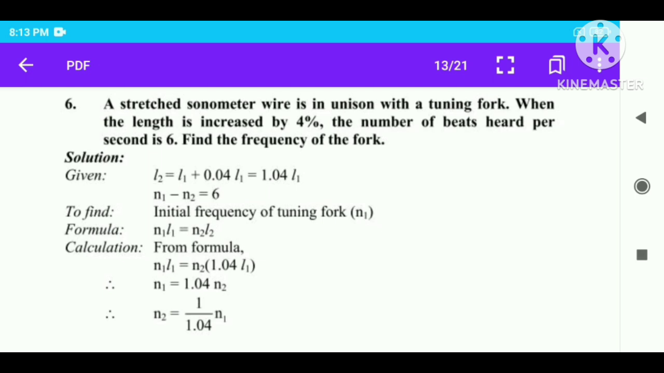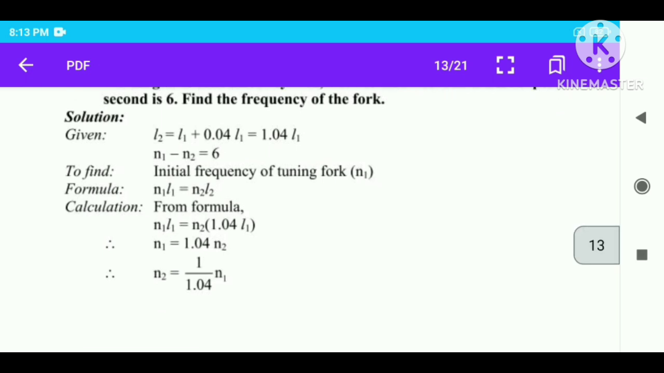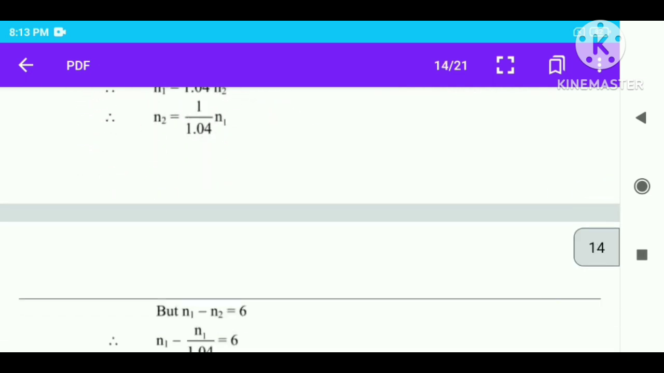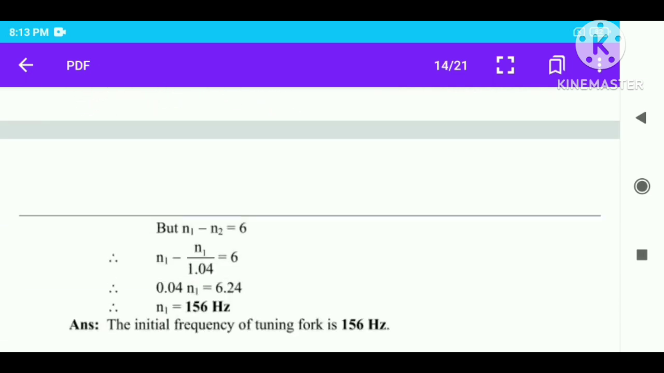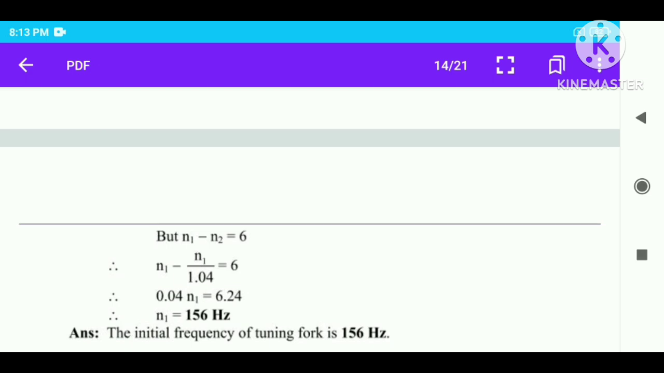Formula. N1 L1 is equal to N2 L2. Calculation from formula. N1 L1 is equal to N2 into bracket 1.04 L1. N1 is equal to 1.04 N2. Therefore N2 is equal to 1 upon 1.04 N1. But N1 minus N2 is equal to 6. Therefore N1 minus N1 divided by 1.04 is equal to 6. Therefore 0.04 N1 is equal to 6.24. Therefore N1 is equal to 156 hertz.